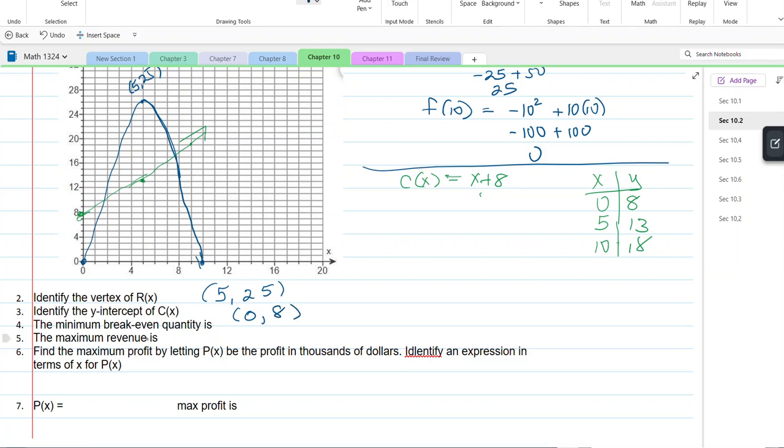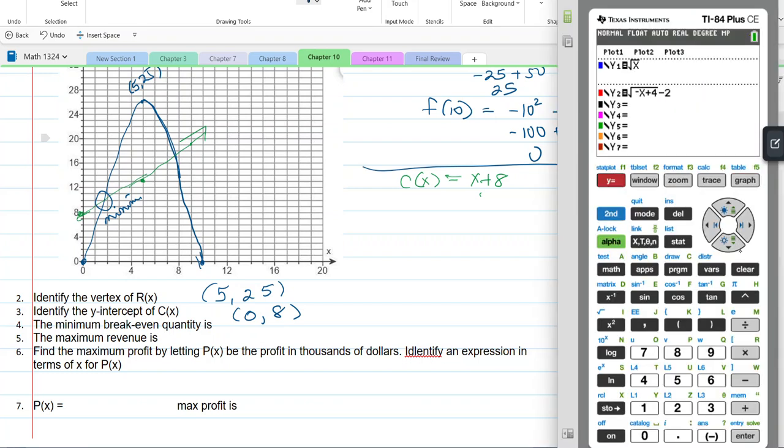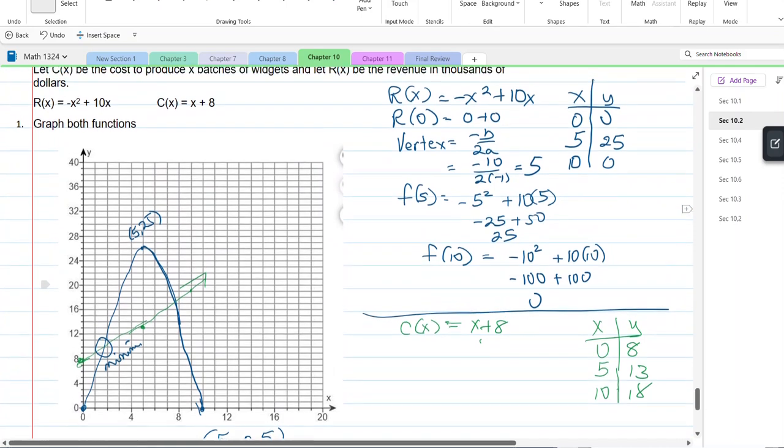The minimum break-even quantity is, all right, the minimum would be this one. That means where they're both the same value. So we're going to have to use our calculator for that one. We're going to go to the y equals, and we're going to clear everything. I'm going to show you how to do this. We're going to enter both functions. Here we go.